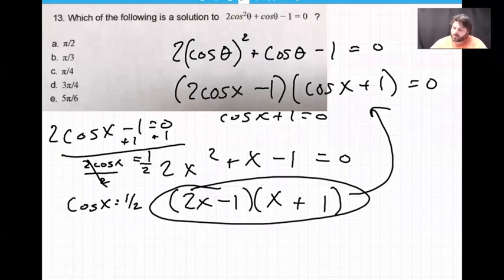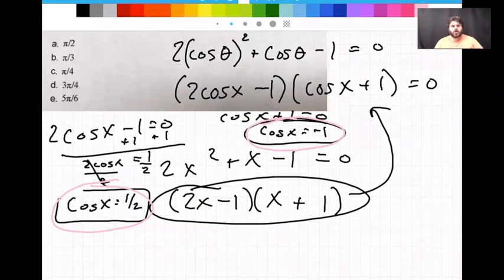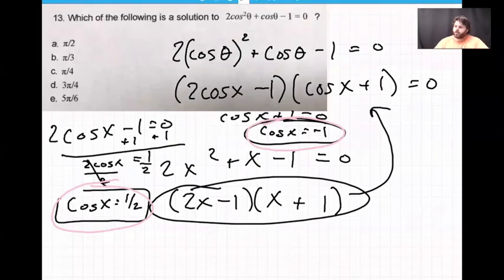And over here, it's pretty straightforward. The cosine of x is negative 1. I just subtract 1 from both sides. Okay, so I'm going to use a nice bright color here to highlight where I'm at. So these are my 2 answers. I just need to figure out when that happens. So, you know, I'm thinking, when is the cosine of x equal to 1/2? Well, if you know your trig, you should know that answer pretty quickly.